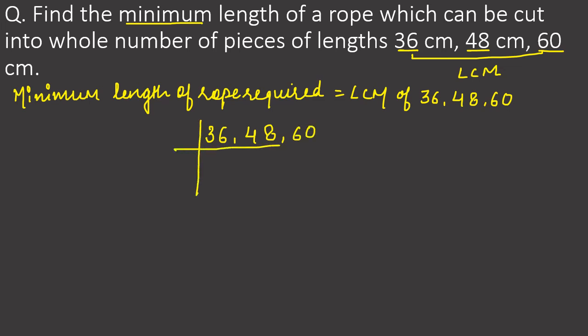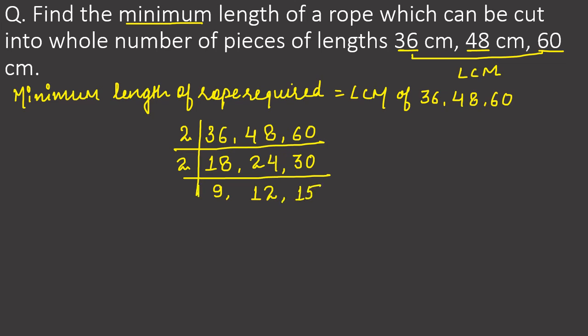Divide the numbers by 2. 2 18s are 36, 2 24s are 48, 2 30s are 60. Again divide them by 2. 2 9s are 18, 2 12s are 24, 2 15s are 30. Divide these numbers by 3 now. 3 3s are 9, 3 4s are 12, 3 5s are 15. As you can see the remainders are 3, 4 and 5. Here no common factor is there in all the numbers.